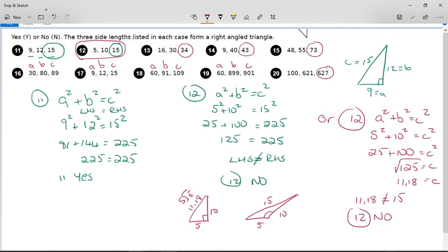Okay, so your job is to draw these as imaginary triangles. You don't have to draw the triangle, you can just substitute into the formula, and from there you literally just say, does my left hand side equal my right hand side, or does a squared plus b squared equal the number for c squared? And if it does, then you've proved Pythagoras' theorem and it's a right angle triangle. If it doesn't work, it's not a right angle triangle, and you just answer no.